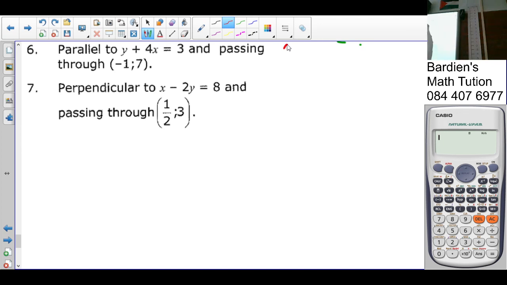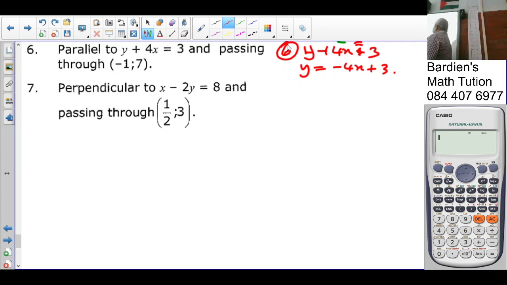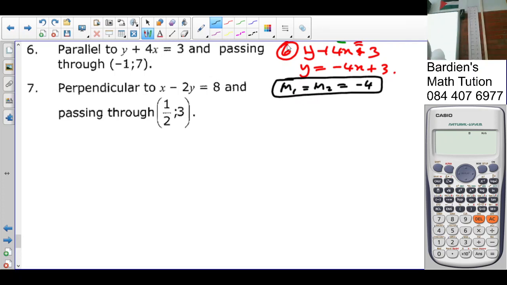Right? We said lines of parallel gradients are equal. So we must get it in standard form. How do we get it in standard form? By making y the subject of the formula. So we take the 4 over, so y is equal to negative 4x plus 3. So the first gradient is equal to the second gradient, in this case negative 4. The lines are parallel. You see that, people?